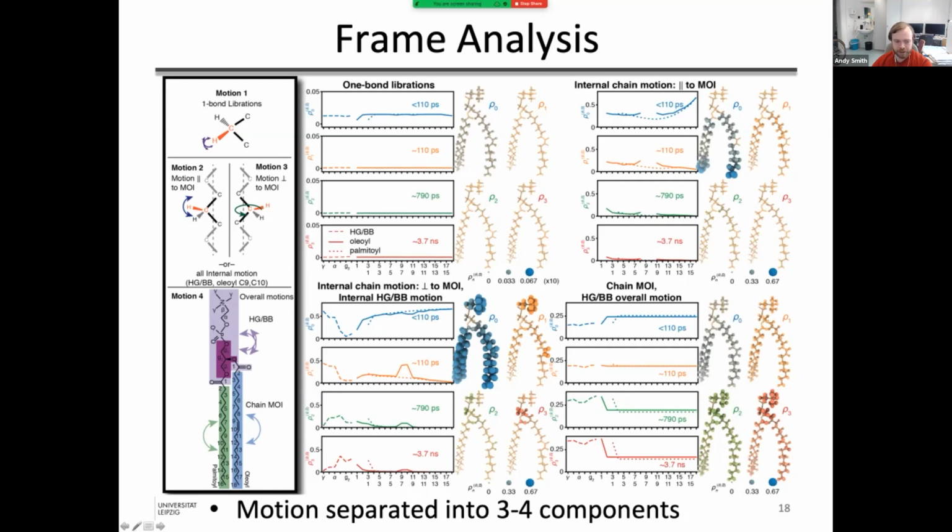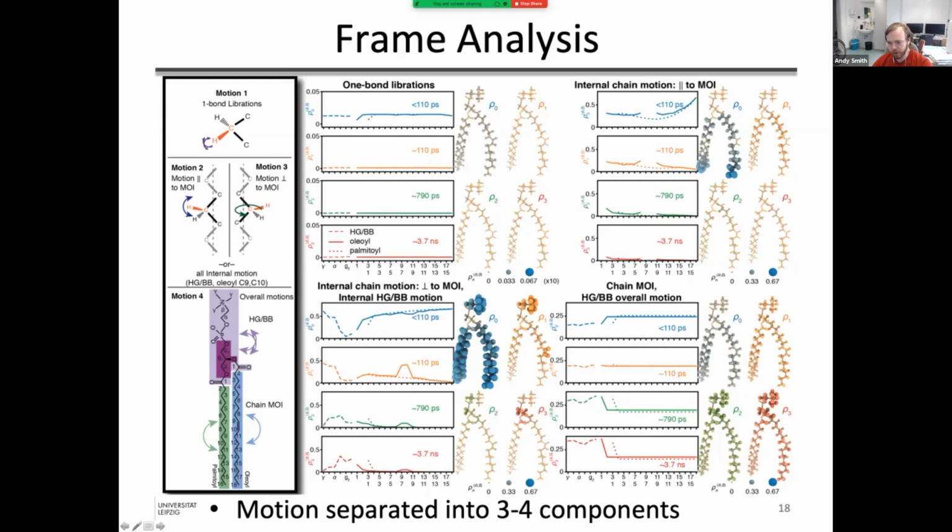And then on the other side, I can get motion within the head group and backbone. So I get internal motion. And I do the same thing with the chains, except here I take the moment of inertia of each chain. I take the longest component, which basically is a vector that's going to point in the direction of the chain. And that's going to define my overall chain motion. And once again, I can have internal motion.